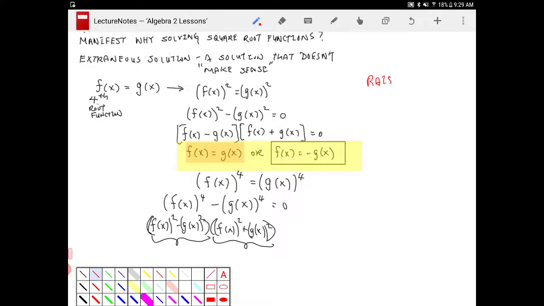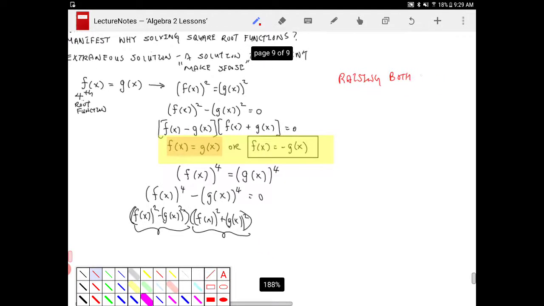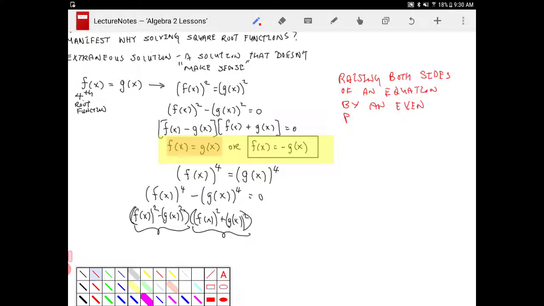So raising both sides of an equation by an even power will create the possibility of extraneous roots.